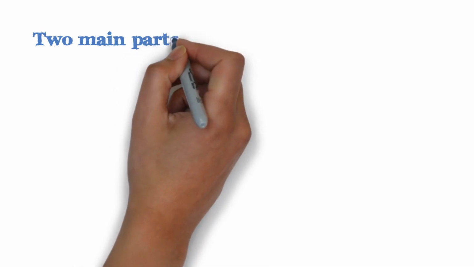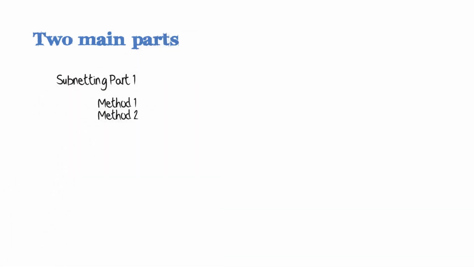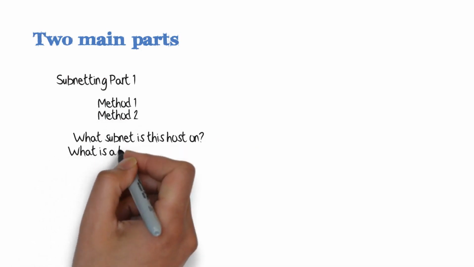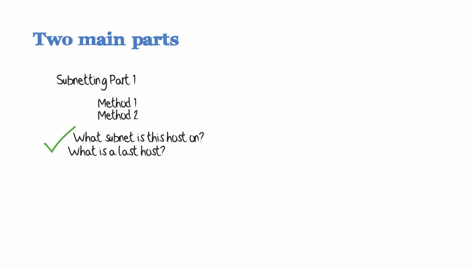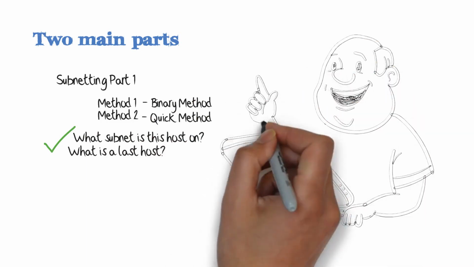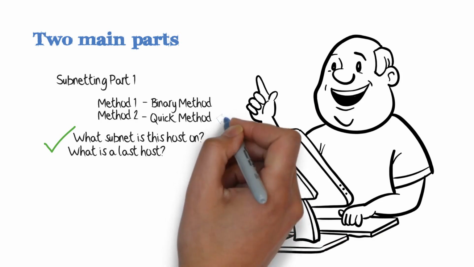There are two main parts in this section. In the first part, I'm going to show you two methods to quickly and easily answer questions like, what subnet is this host on? Or what is the last host in the subnet? So I'm going to teach you the binary method, and then I'm going to teach you what I call the quick method. I suggest that you look at both and then choose one and get good at that specific method. I think binary is very important to understand, but as the quick method name indicates, it's very quick and easy to answer subnetting questions using the quick method.